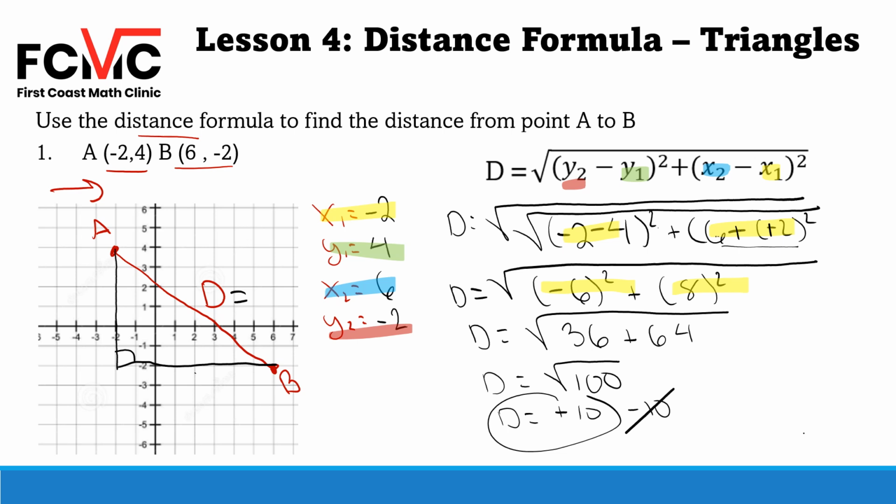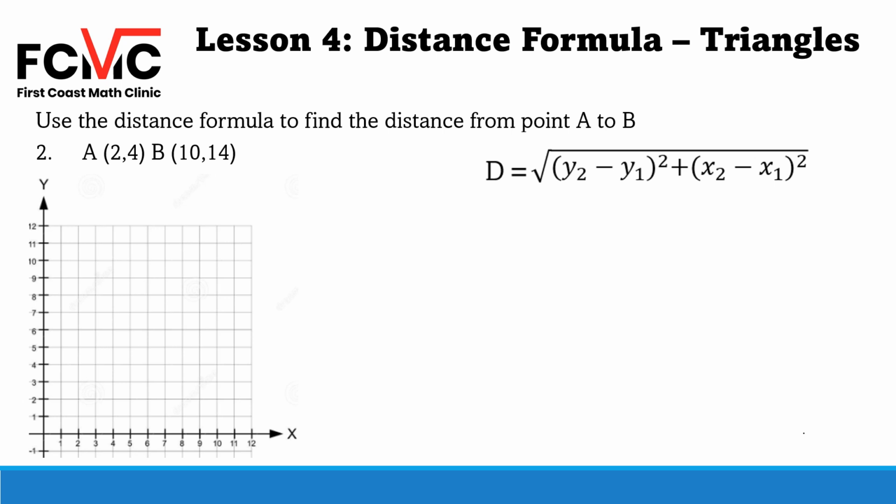This leg is 8, which is that value. This leg is 6, which is that value. Okay. So again, what I'm trying to show you guys is the change in y and the change in x are basically just the distance along the sides of the right triangle that are created from that diagonal. All right. Let's get to a couple more examples where we use the distance formula to find the distance between 2 points on the coordinate plane.